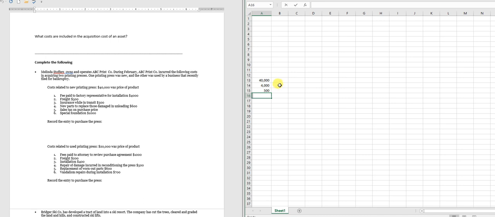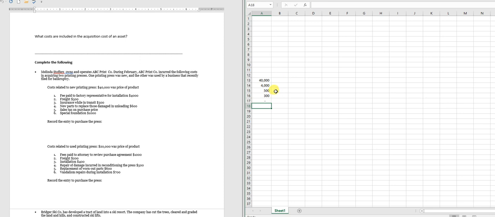Insurance while in transit. Note if it was insurance after I'd installed the printing press, that is different. That would be insurance expense. But before I've used the printing press, it's part of the acquisition. New parts to replace those damaged during unloading. I didn't intend or plan on having that, so that's a repair expense. So that one would go to repair expense.